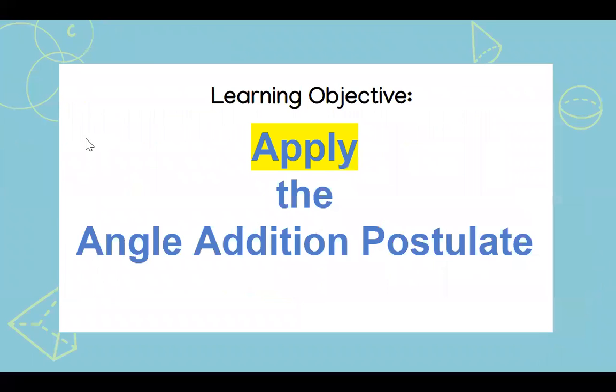Here we go. All right, so today we're going to apply the angle addition postulate. Very similar to the segment addition postulate, a little bit different because we're dealing with another figure now. We're dealing with angles, so we're going to see some relationships. Again, we're going to apply the angles that were given and find what the greater angle is.